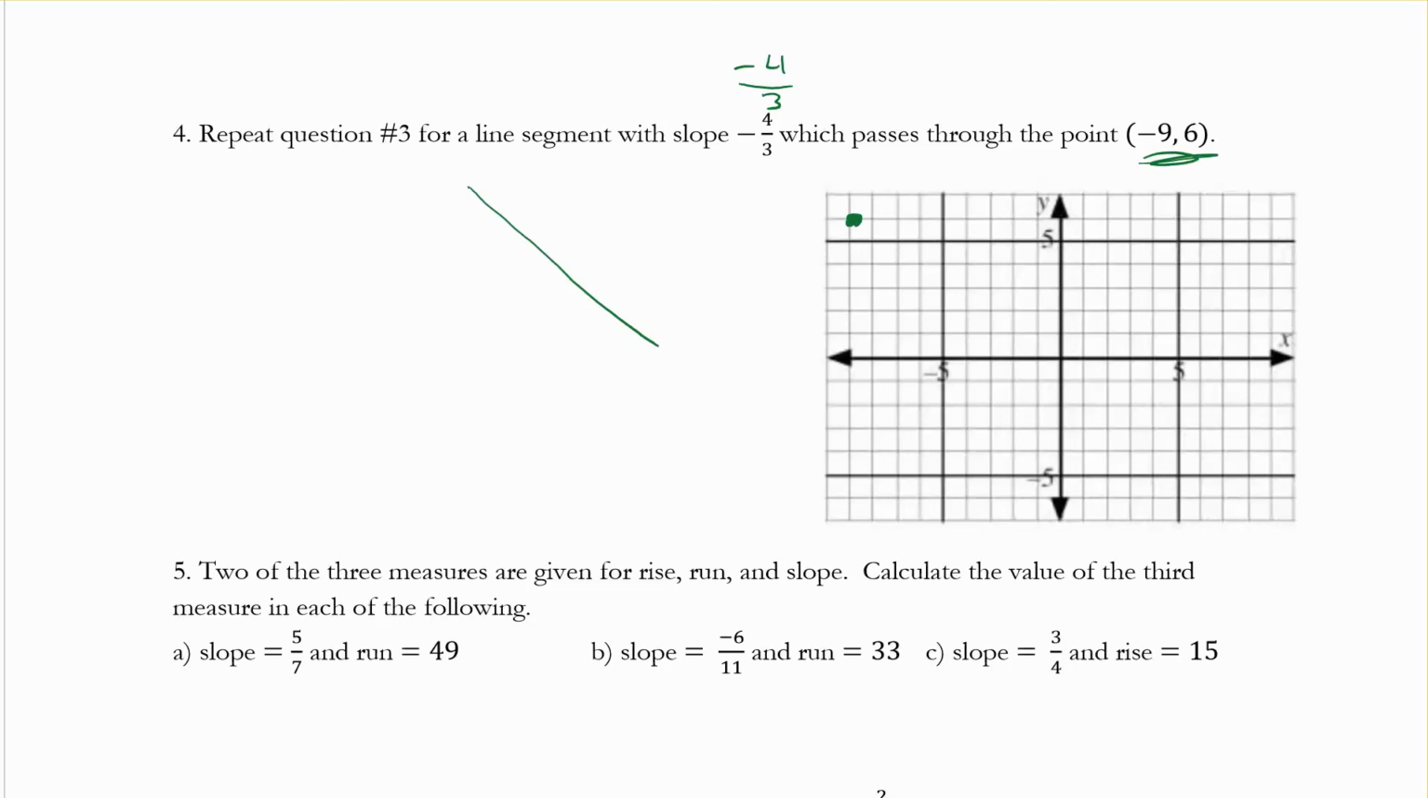What that means, the negative sign, is I'm going to go down 4. So I'm going to go 1, 2, 3, 4, and then over to the right, 1, 2, 3. So we can do the same thing. You're just going to connect those points. Use a straight edge again, and go all the way down. All right.